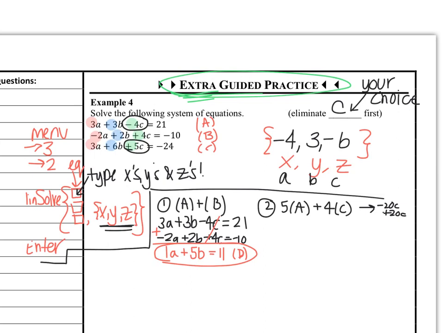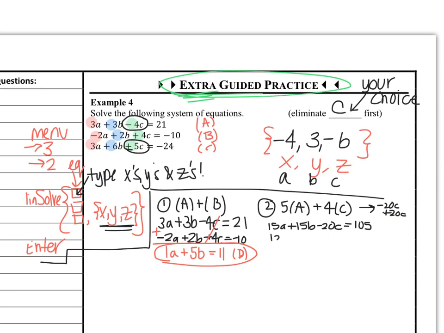So I multiply it by what it's missing to make it to 20. Okay, so we have 5 times A. We've got 15A plus 15B minus 20C. Again, I'm multiplying by 5. So that's all I'm doing. Equals 105. And then C's I have to multiply by 4.